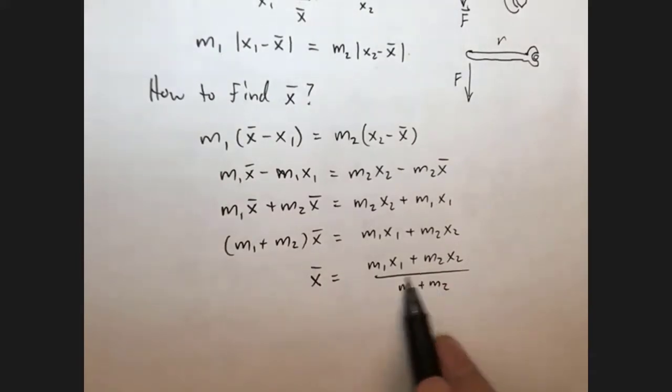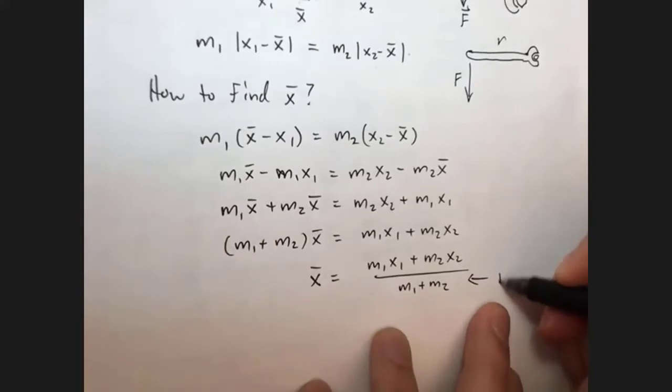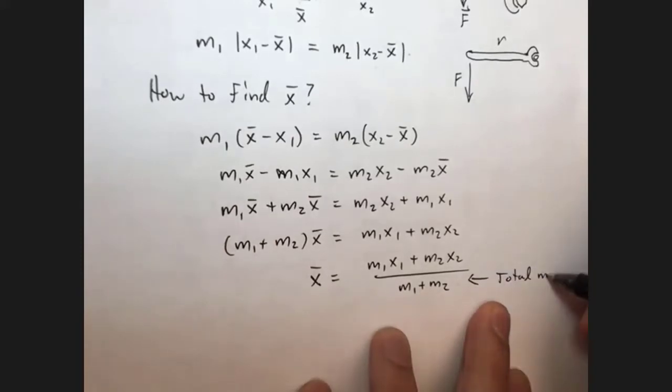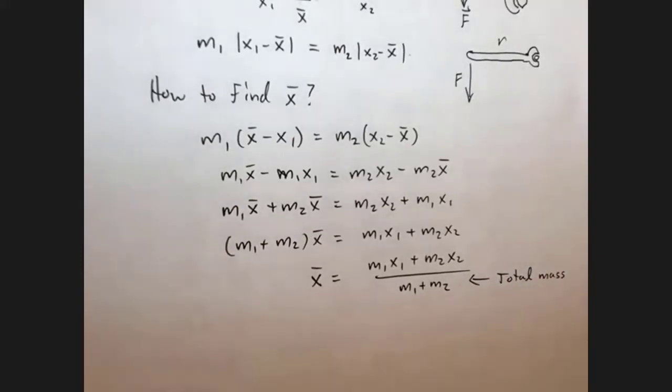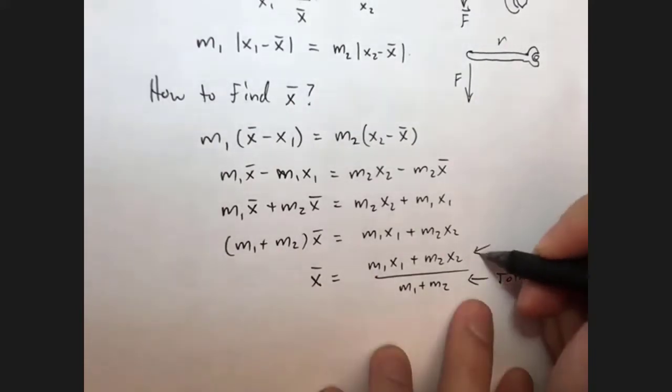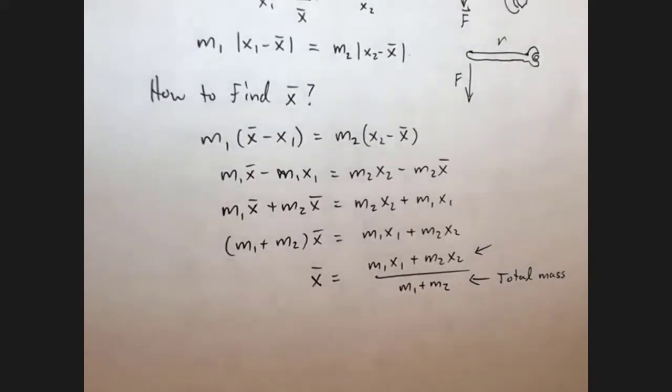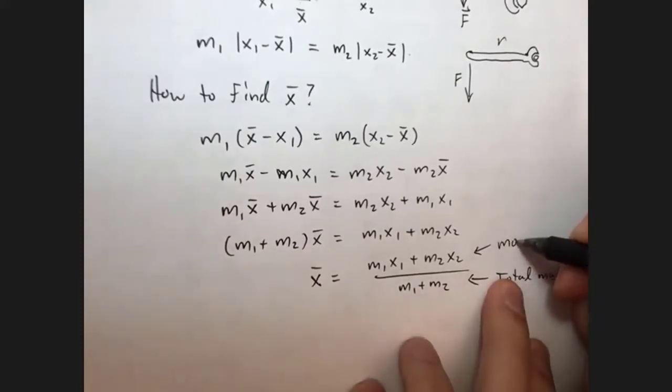In the bottom, we have the sum of the masses. That's the total mass, and that's in the denominator. In the numerator, we have what they call the moment.